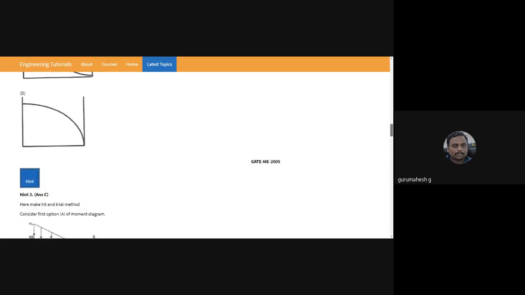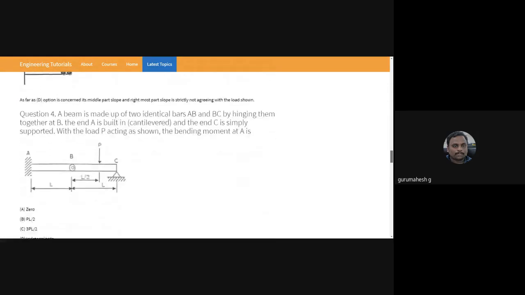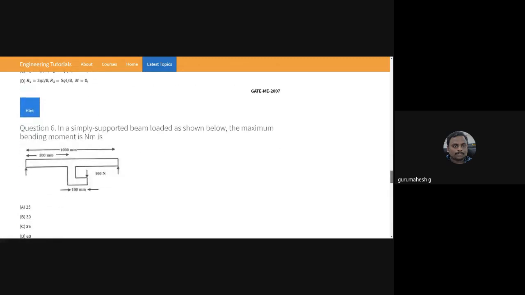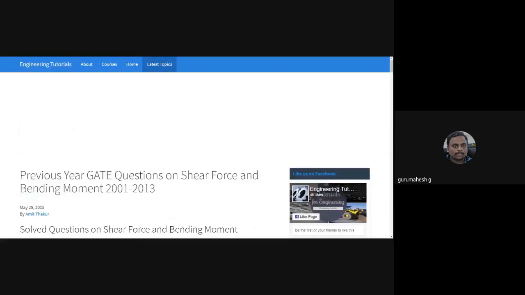Generally, it asks simple questions only. We will not go in depth. So we need to know whatever we discussed previously. We need to have a good understanding of drawing the diagram, and we'll get the answer easily. So like that, questions are asked regularly in your GATE examination.